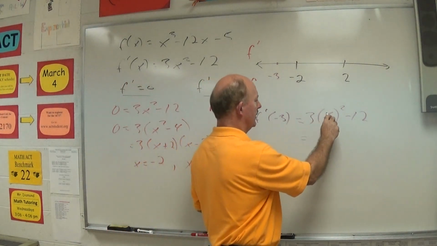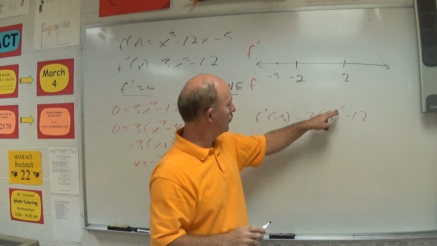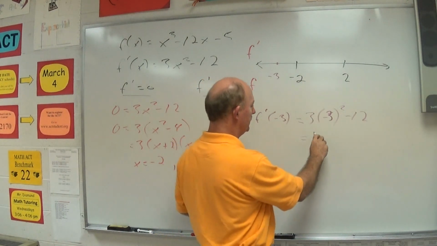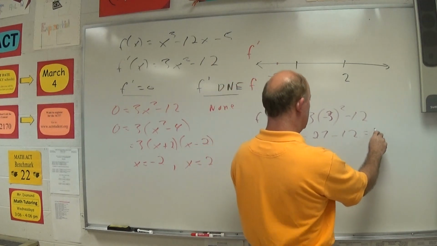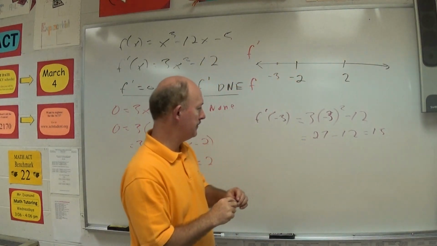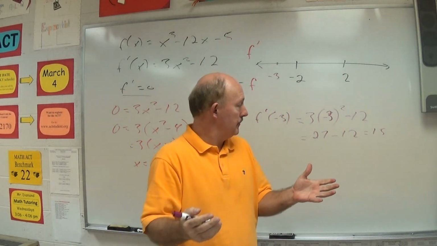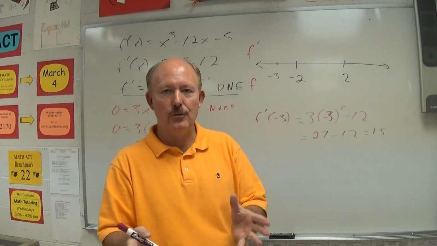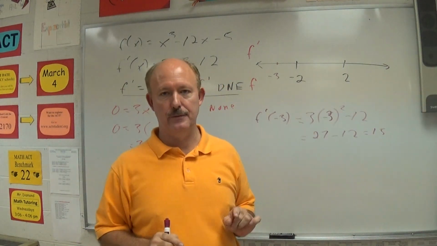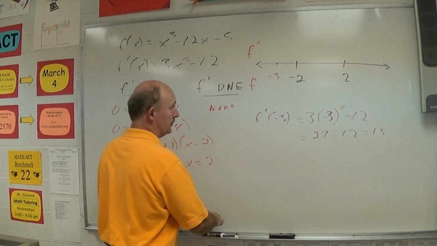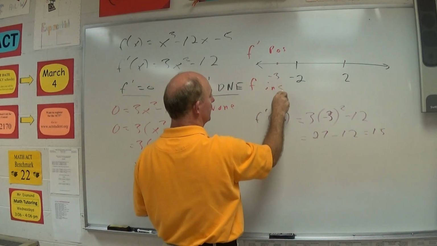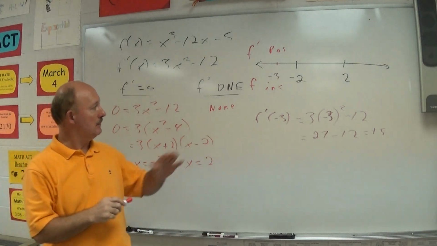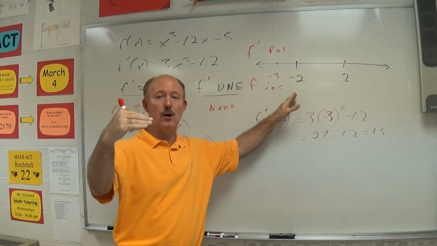Negative 3 squared is 9, times 3 is 27. 27 minus 12 is what, 15? All right, so positive 15. Okay, now the number itself really doesn't matter so much as the fact that it's positive. Now, since it's positive, that means that the derivative is positive and the graph is increasing. Right, so from negative infinity to negative 2, we know that the graph is increasing.